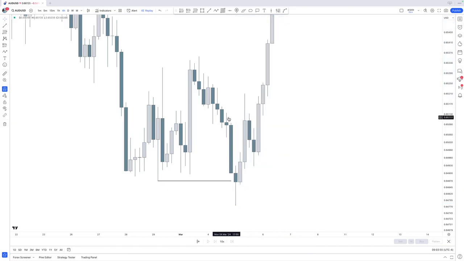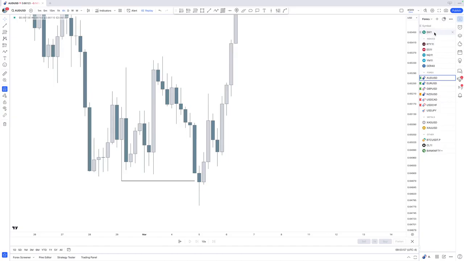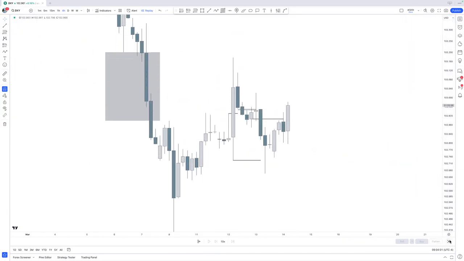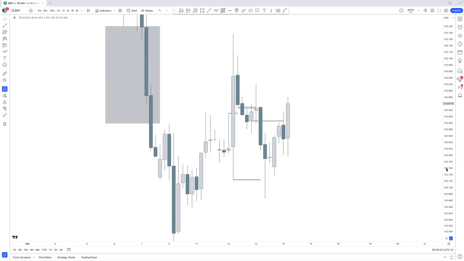So we can expect a rejection just like we saw on the dollar right there, but for it to follow through, that is quite low probability in my opinion. Now, why does this even happen in the first place? Why are we not following through on both sides of the market?